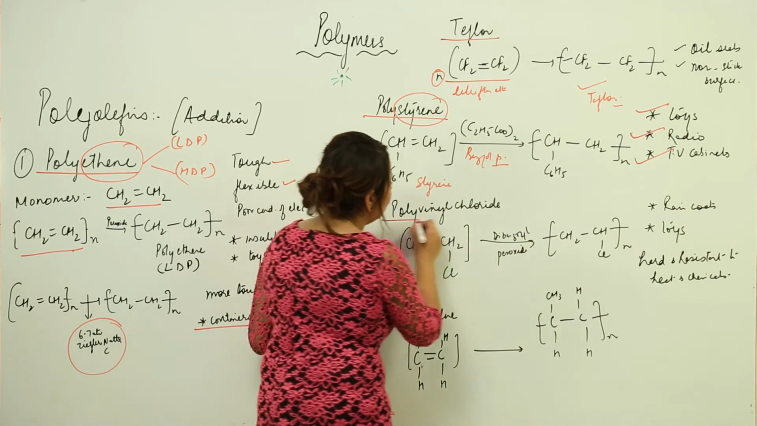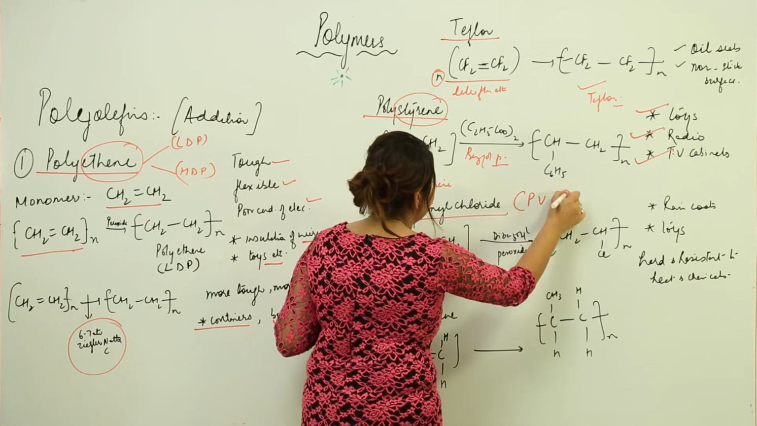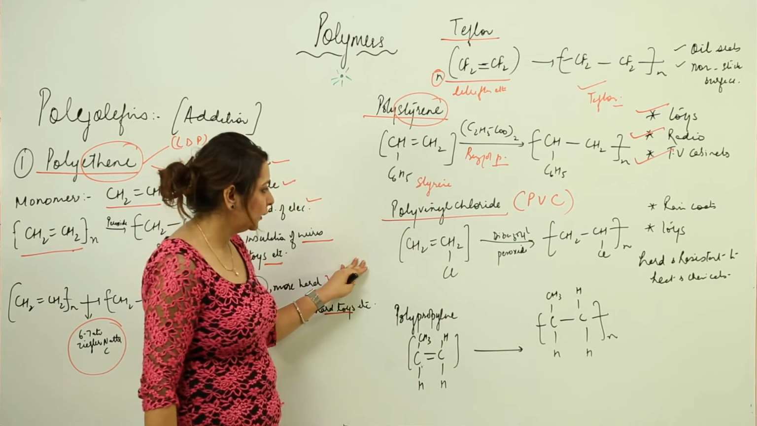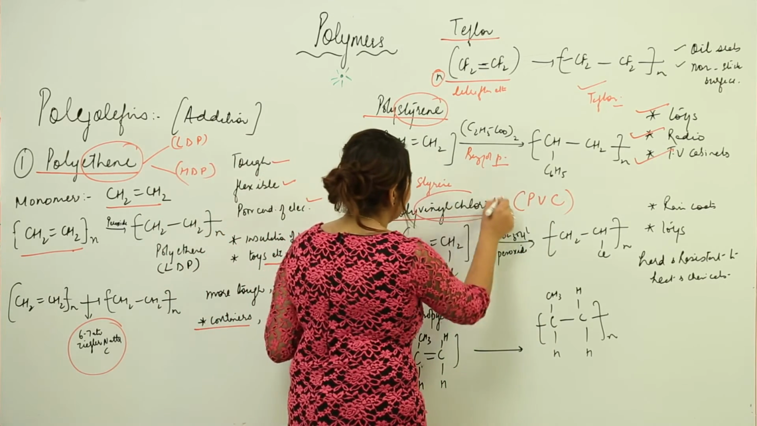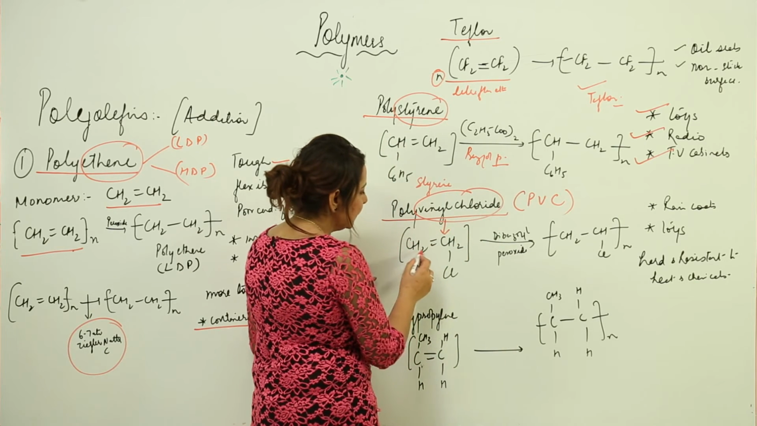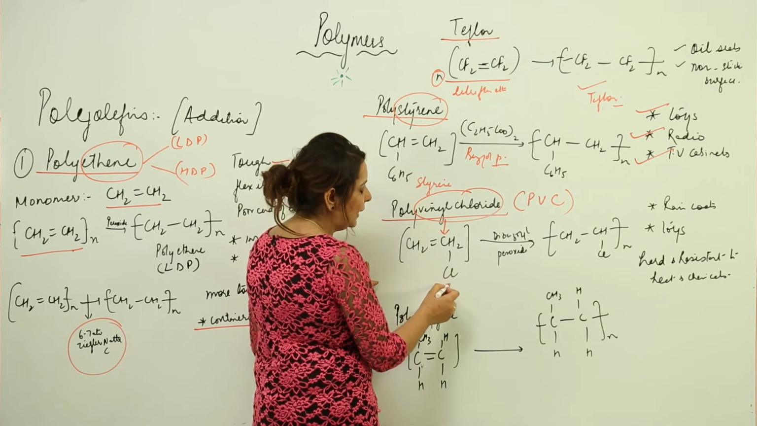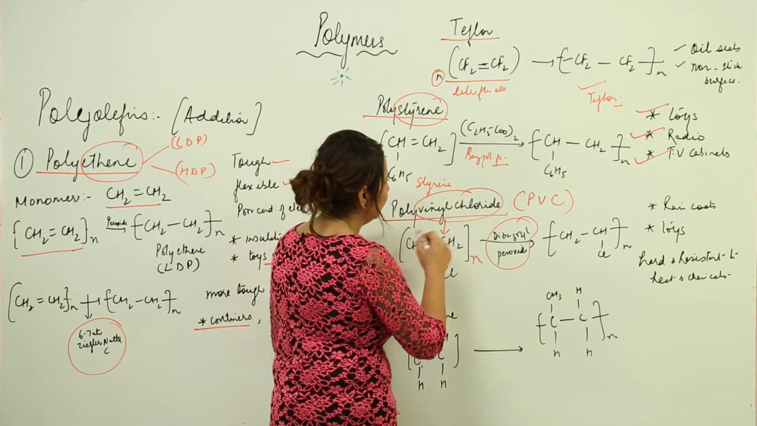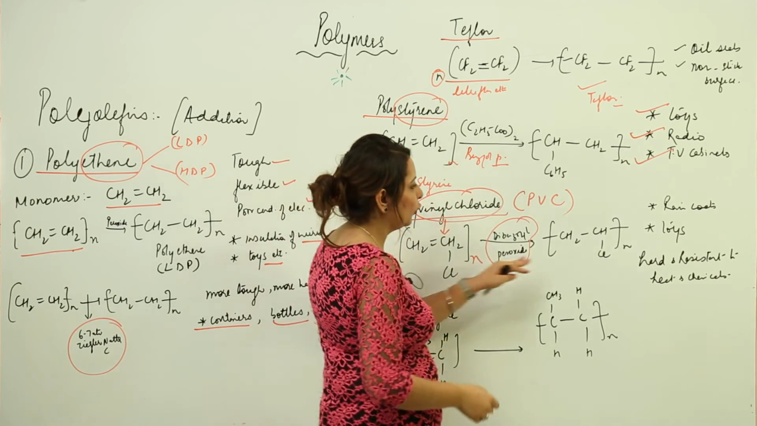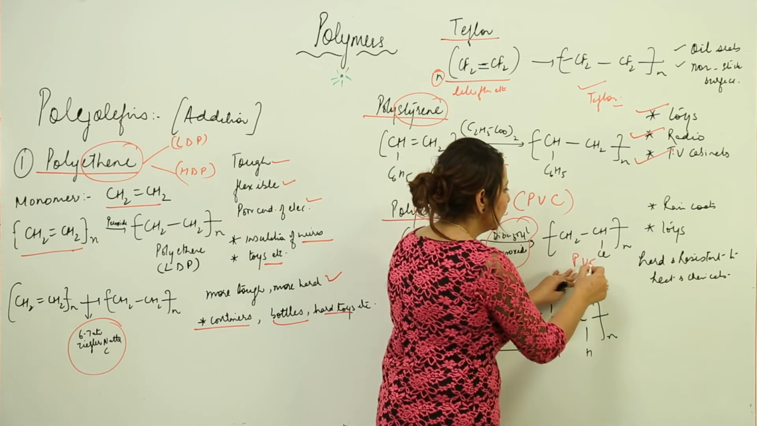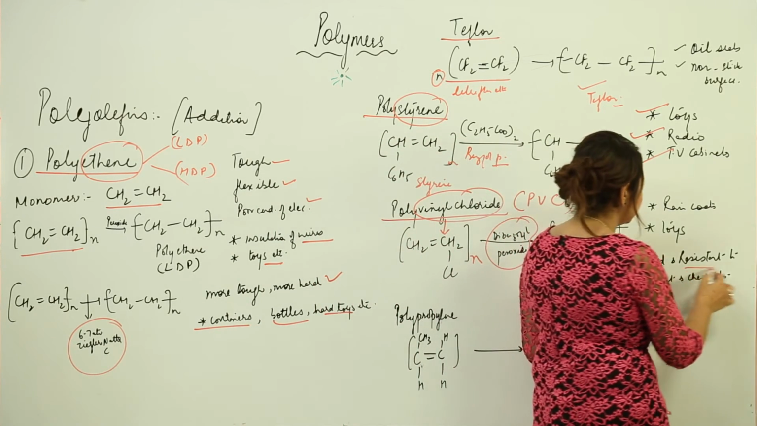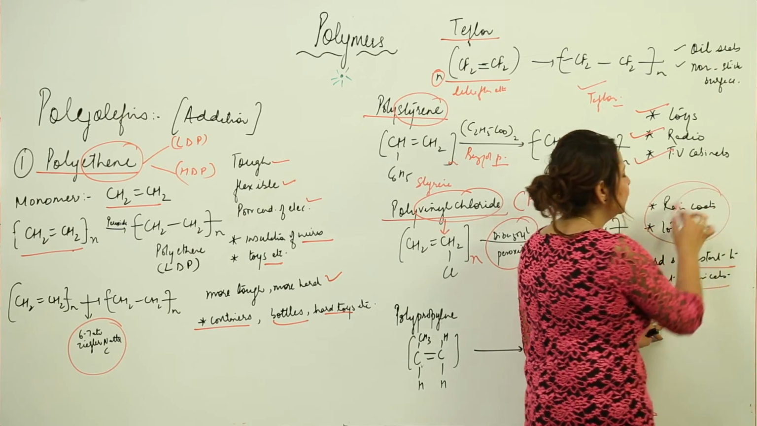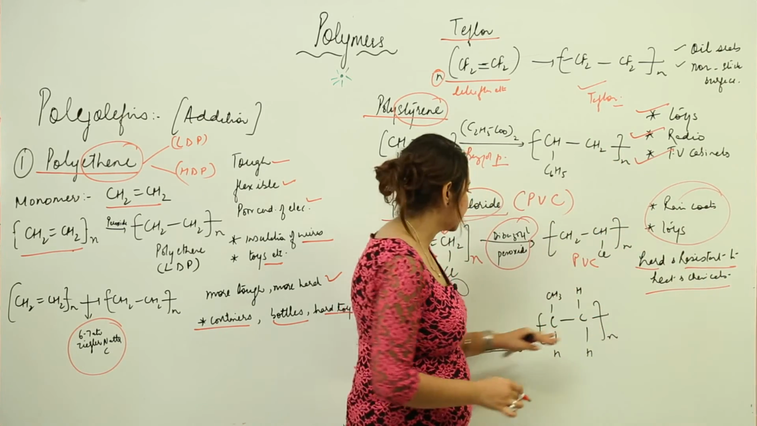Likewise, we have one more famous polymer, PVC, polyvinyl chloride. As the name suggests, its monomer is vinyl chloride, that is CH2 double bond CHCl, and it polymerizes in the presence of dibenzoyl peroxide. N number of units keep on repeating, forming PVC. It is hard and resistant to heat and chemicals, therefore used in making raincoats and toys.